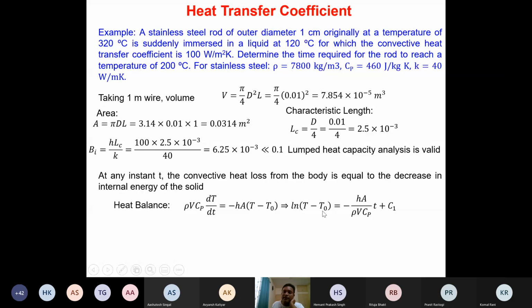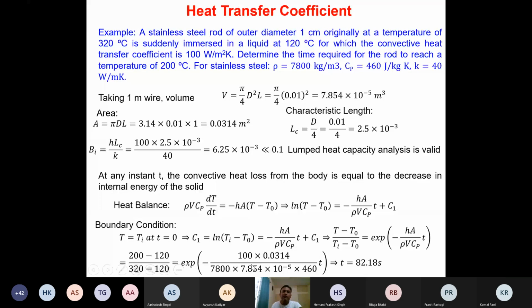And by integrating, what we get is ln (T minus T naught) equals minus hA over rho V Cp times t plus C1. Again, the initial condition is given here. At time t equals 0, the temperature is given as 320 degrees Celsius, isn't it? By putting in the initial condition and rearranging the equation, we get (T minus T naught) divided by (Ti minus T naught) equals exponential of minus hA over rho V Cp times t.